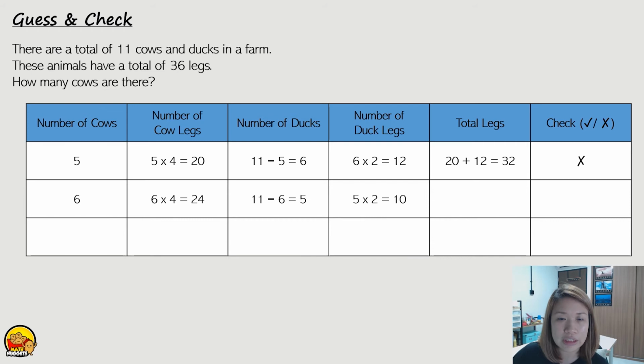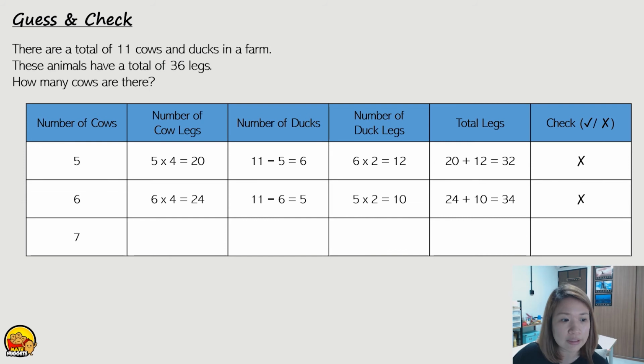Next, find the total legs again. In this case, 24 cow legs plus 10 duck legs. We get a total of 34 legs. Let's check the question again, shall we? We need a total of 36 legs. We have found 34 legs. So it's not correct still. We are still short of legs, which means we still need to increase the animal that has more legs, which means that's the cow. So I need to go up for the cows again.